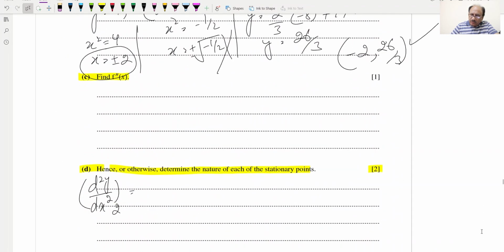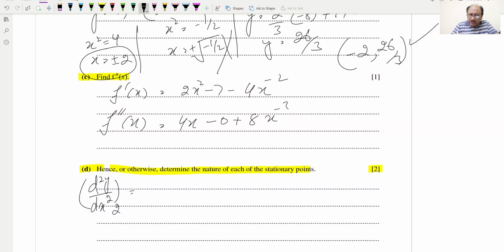So this will be the derivative, and we can show the working also, because the C part is maybe 2 marks. Yes, so we have to show the steps. So f dash of x is equal to 2x squared minus 7 minus 4x raised to minus 2, and f double dash of x will be equal to 4x and minus 0, minus this will be plus, 8x raised to the minus 3, or we can rewrite it as 4x plus 8 over x cubed.